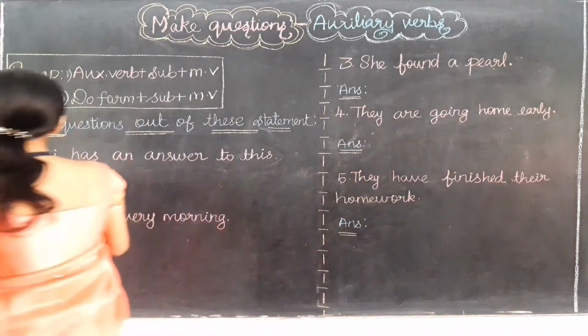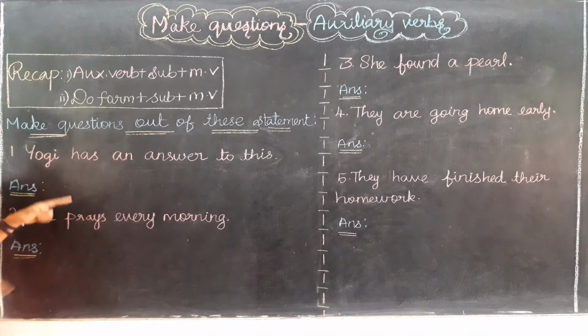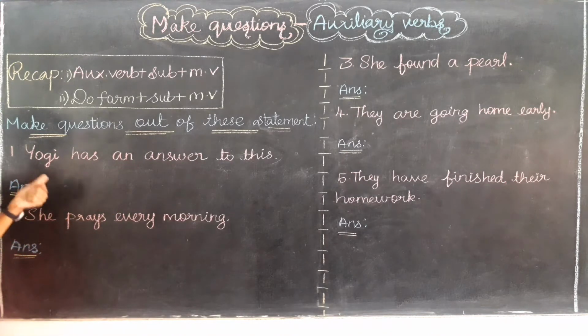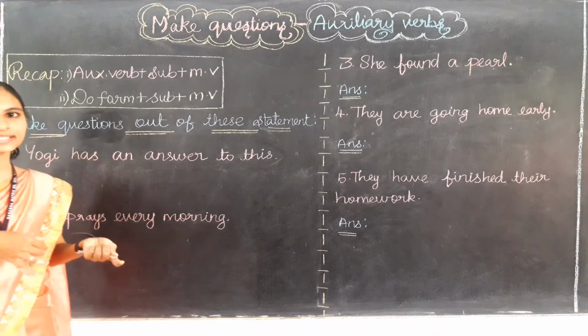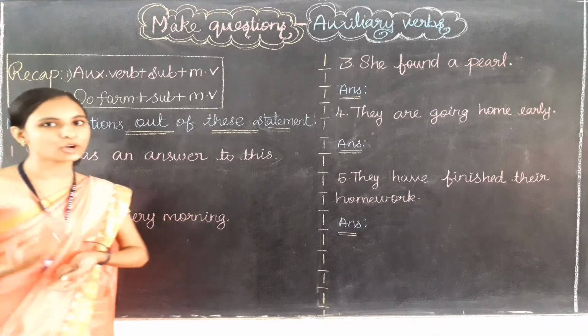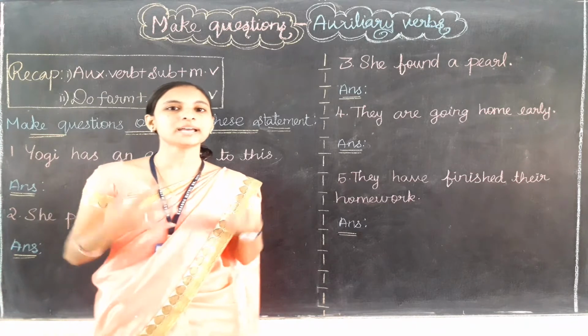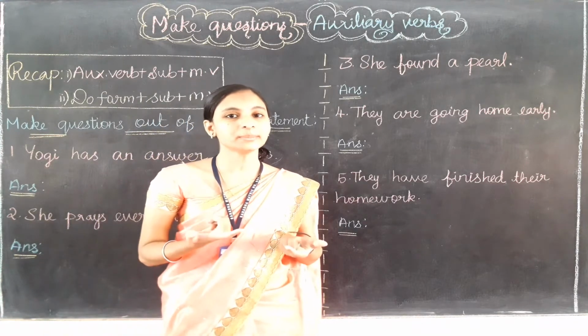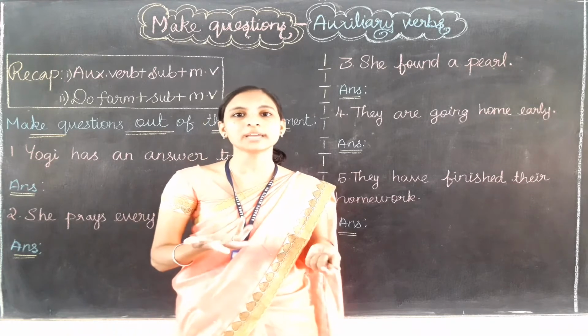First one, Yogi has an answer to this. Yogi has an answer to this. What does it mean in Tamil? Yes, Yogi kita idodiya answer irukku. Now we need to make it a question. How can we ask in Tamil as a question? Yes, Yogi kita idodiya answer irukka. This is the Tamil translation, right? So in English, how can we ask?